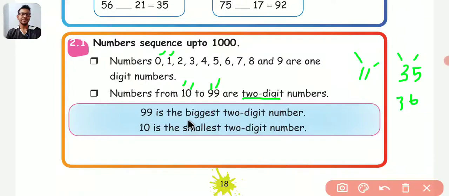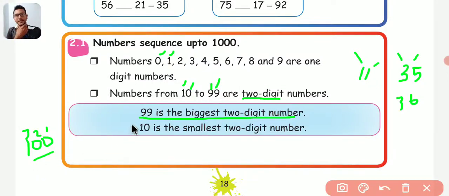Okay, so 99 is the biggest two digit number. Which one is the biggest two digit number? 99. So what will come after 99? 100. Okay, is 100 a two digit number? No. Now you count 1, 2, 3. How many digits? 3 digits. Therefore 100 is a 3 digit number, not a 2 digit number.